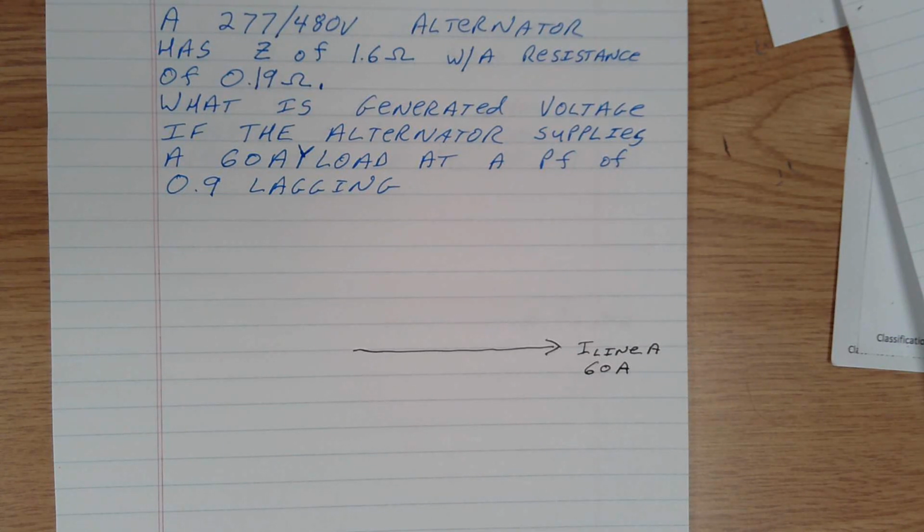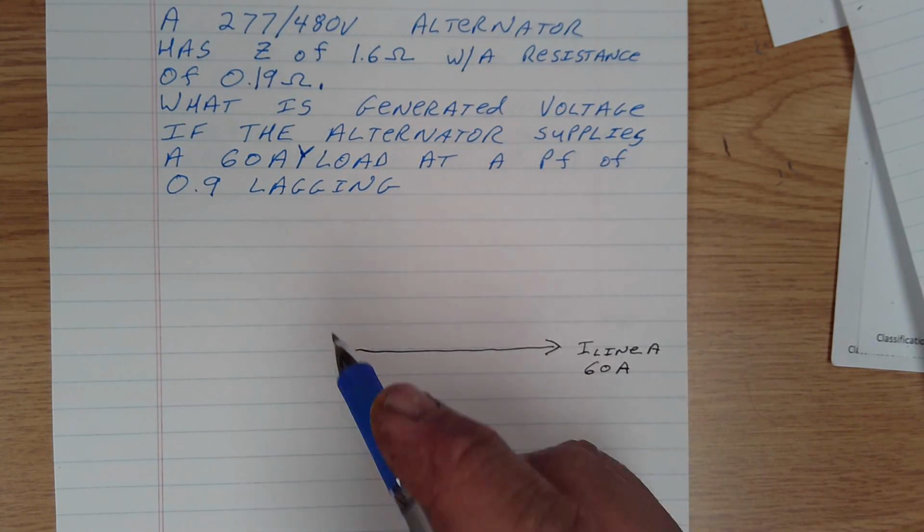Okay, so they give us our I line of 60 amps, and we're going to put that on as our reference point, right? Because the current's going to be the same through all of these components. The same current that's going through the load has to go through the windings, which means it has to go through their XL as well as their resistance. Okay, so we put that one on our reference point.